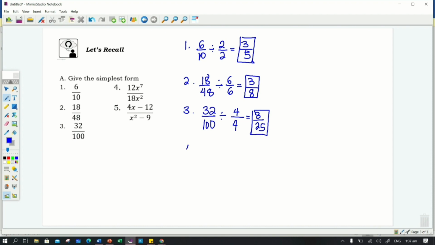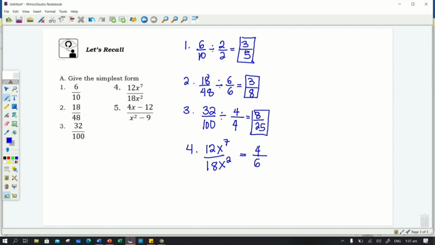Now for number 4, here we have 12x raised to 7 all over 18x raised to 2. To simplify this, or to write this in lowest term, we are going to divide 12 all over 18 by 3. So 12 divided by 3, the answer is 4, all over 18 divided by 3, the answer is 6. Then, x raised to 7 all over x raised to 2.